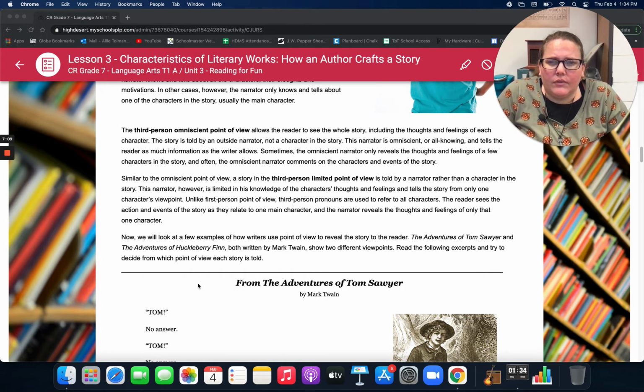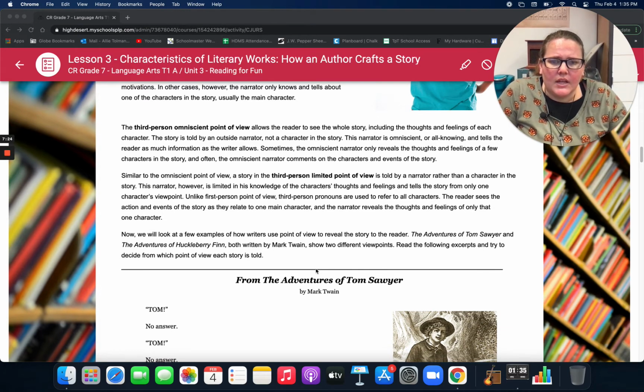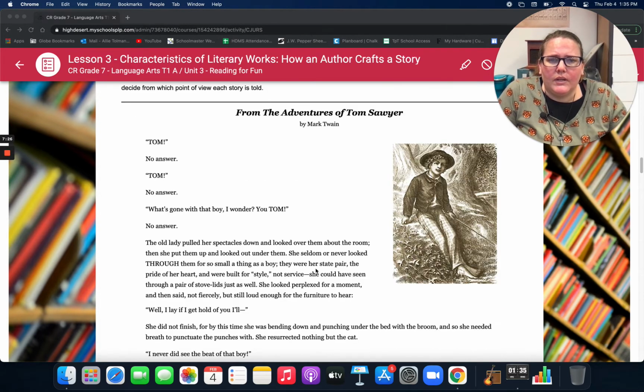Now we will look at a few examples of how writers use point of view to reveal the story to a reader. The Adventures of Tom Sawyer and The Adventures of Huckleberry Finn, both written by Mark Twain, show two different viewpoints. Read the following excerpts and try to decide which point of view each story is told.